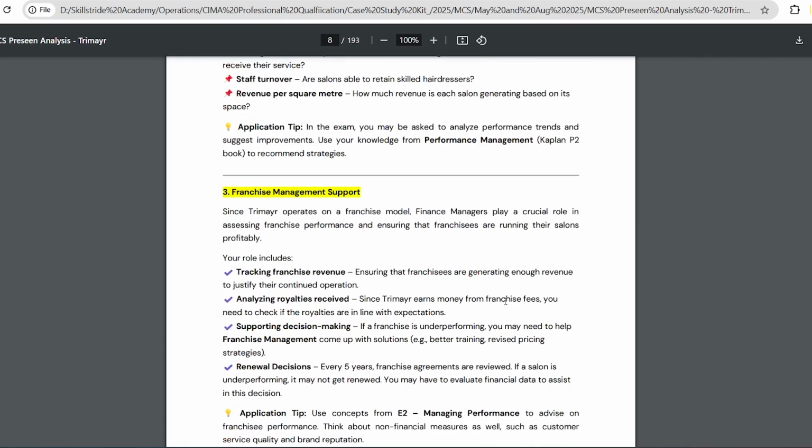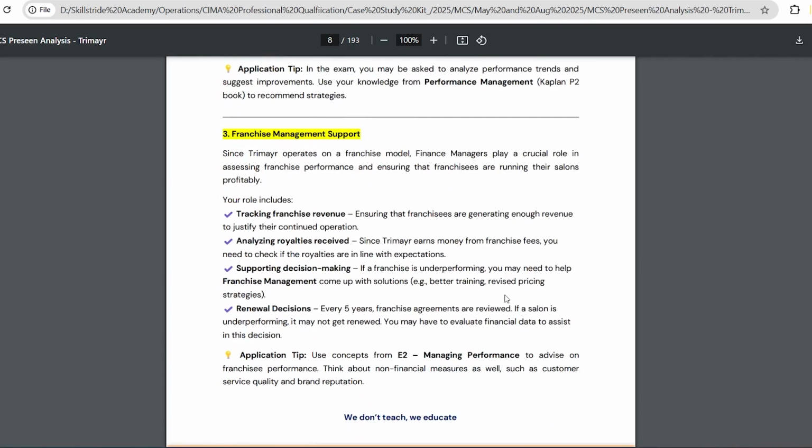Moving ahead, franchisee management support. Tremere's whole business model is about providing franchises. So, as a finance manager, you are supposed to make sure that these franchisees are running really well. You are supposed to support the franchisee management department at Tremere in tracking franchisee revenues and analyzing royalties received. Many a time, many of the franchisees might default on their royalties, or you have to check whether the royalties received are in line with the expectations or the agreements between the franchisee and Tremere.